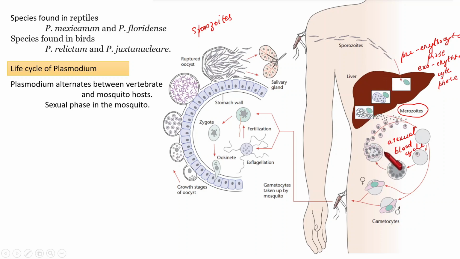Okay. At that time, some of the merozoites change to gametocytes. Gametocytes means female and male gametocytes. The female gametocytes are called macrogametocytes, and the male gametocyte is called microgametocyte.